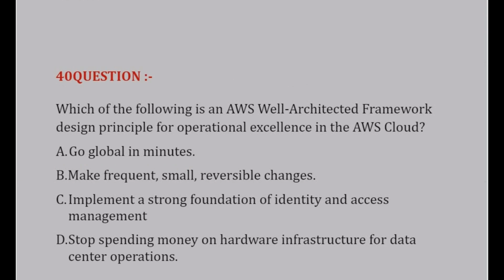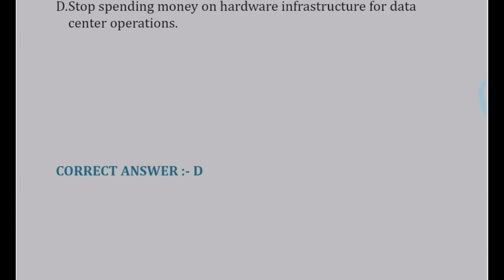Question is which of the following is an AWS Well-Architected Framework design principle for operational excellence in the AWS cloud? Option A go global in minutes. Option B make frequent small reversible changes. Option C implement a strong foundation of identity and access management. Option D stop spending money on hardware infrastructure for data center operations. Correct answer is option D.